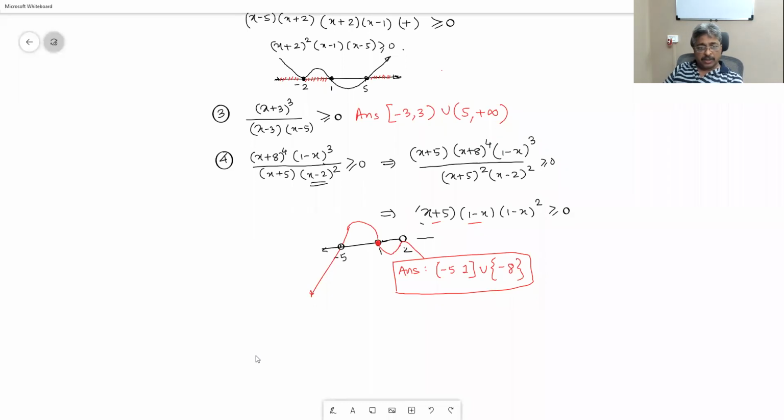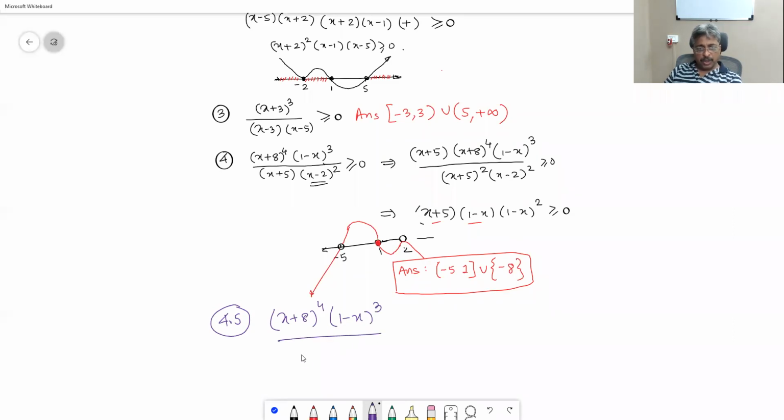Let me write down maybe 4 point 5, an additional problem. x plus 8 bracket raised to 4, 1 minus x raised to 3, upon x plus 5, x minus 2 bracket square, is strictly less than 0. Now draw the graph and report the solution set.